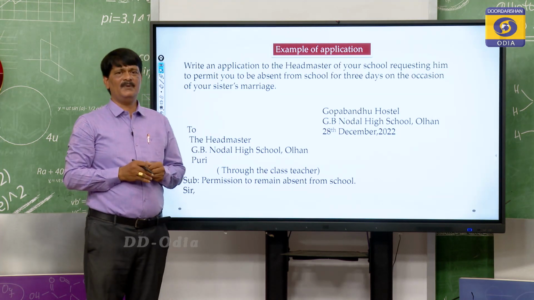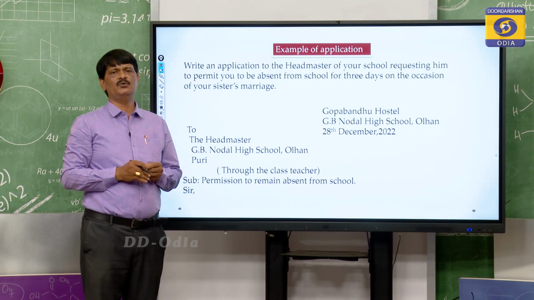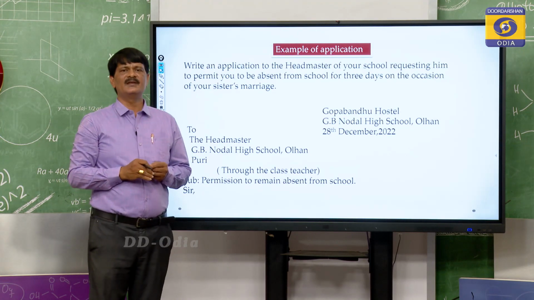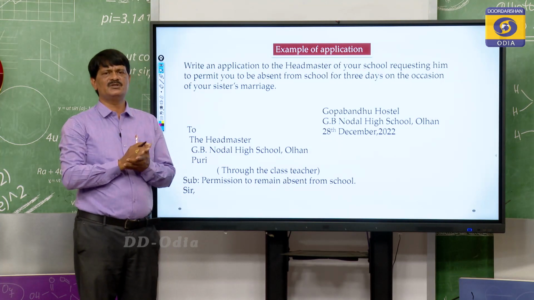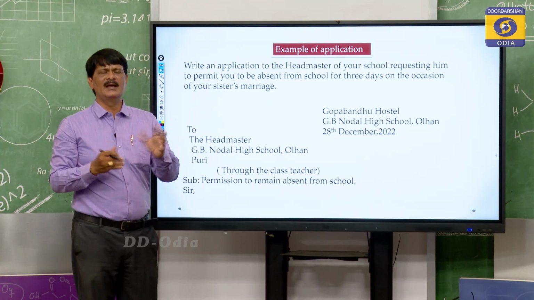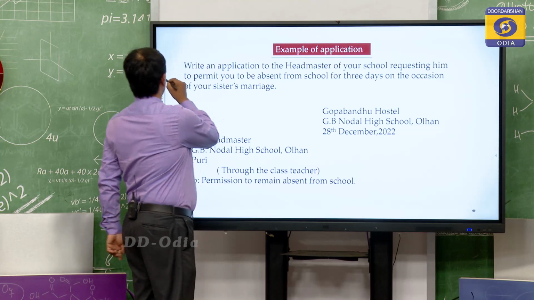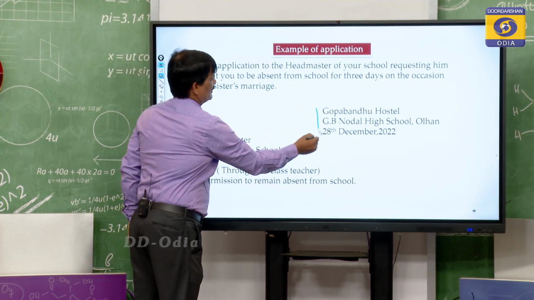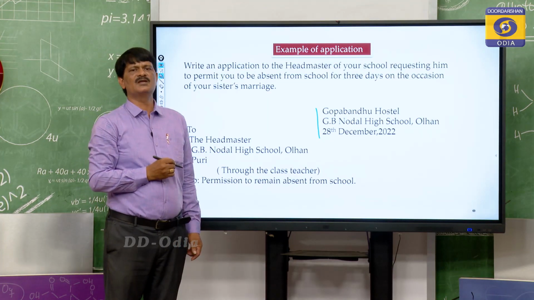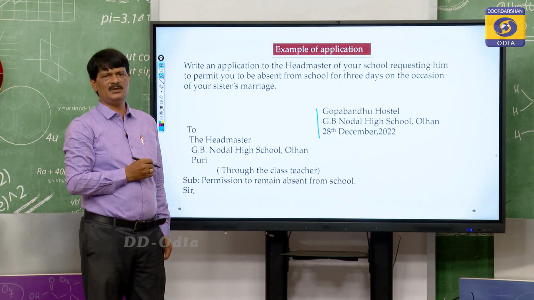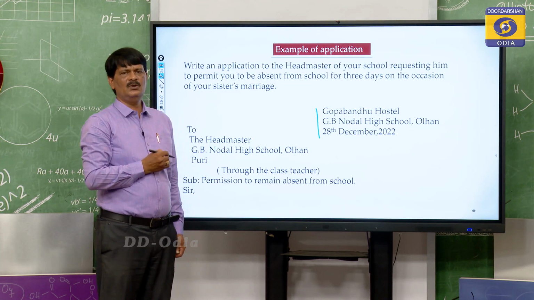So write an application to the headmaster of your school requesting him to permit you to be absent from the school for 3 days on the occasion of your sister's marriage. That means for your sister's marriage you are going to write an application. So you have to write that one. So you see, the address is there. That means Gopabandhu Hostel. That means you are staying in the hostel. The name of the hostel is Gopabandhu Hostel. The name of the school is GB Nodal High School, Oland.